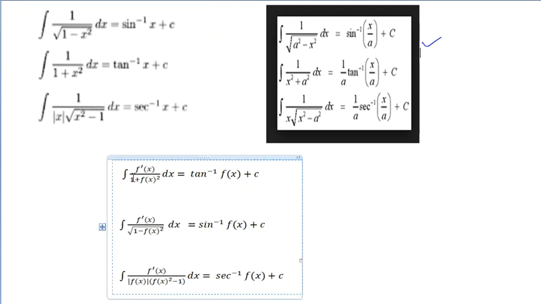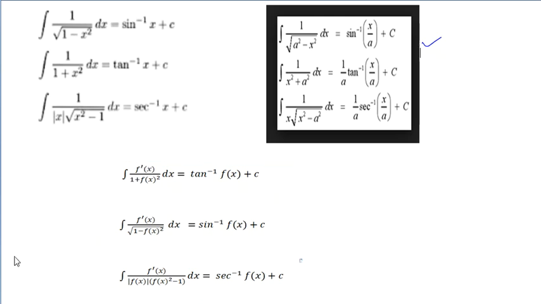Here I'm writing, if I have to integrate 1 over 1 plus a function of x square, and on the top I have its derivative, you can still use the tan inverse x formula. So hopefully you can recognize this.